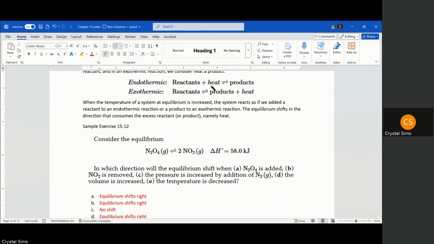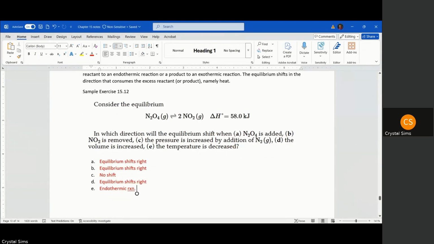So if we decrease the temperature, then equilibrium has to shift in the direction that produces heat. Well, where is heat? Heat is a reactant. So in this instance, equilibrium has to shift to the left. Equilibrium is going to shift to the left.